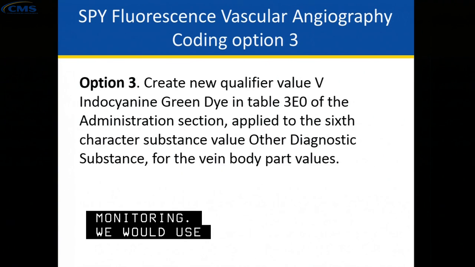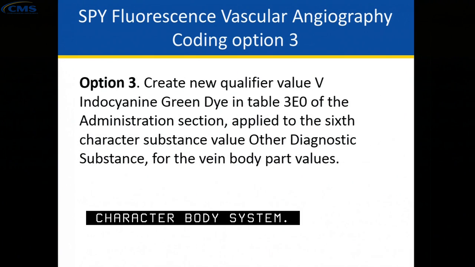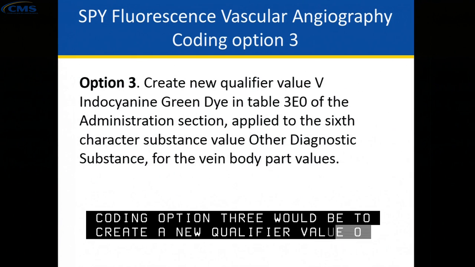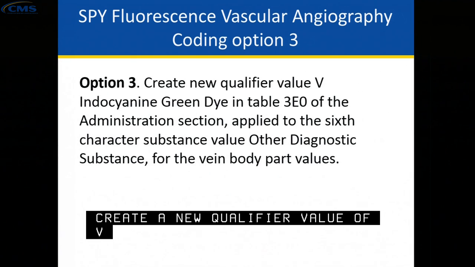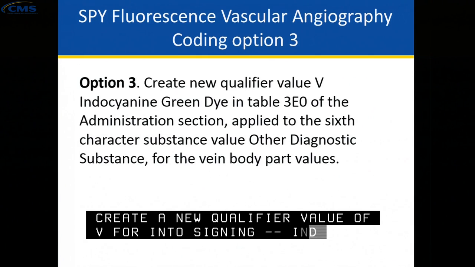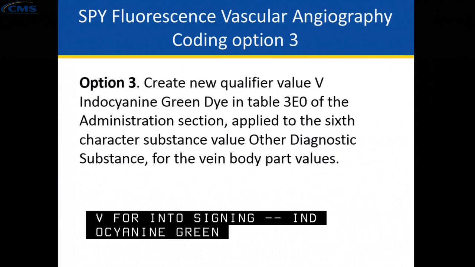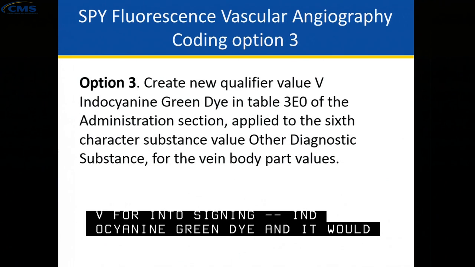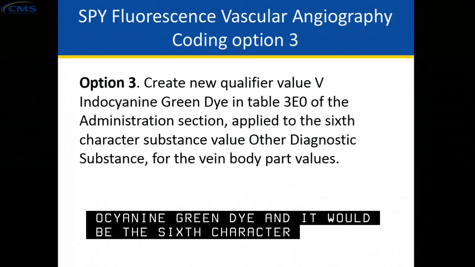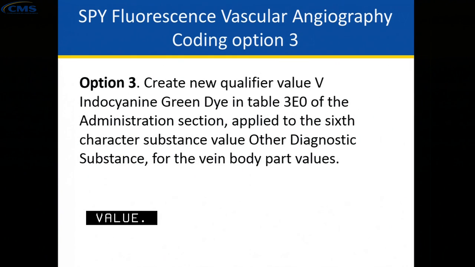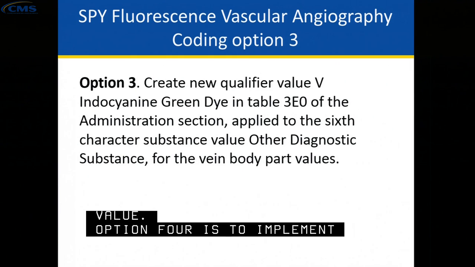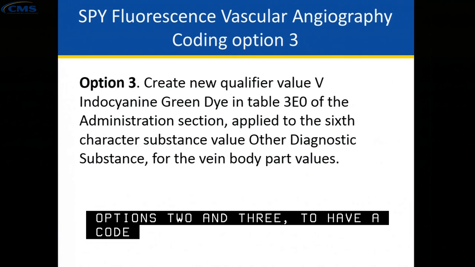Coding option three would be to create a new qualifier value of V for indocyanine green dye in table 3E0 of the administration section. And it would be applied to the sixth character substance value, other diagnostic substance, for the vein body part values. In the handouts, there's an option four. It's not going to be in the slides, but option four is to implement both options two and three. So it would be to have a code in the measurement and monitoring section, as well as the administration section. And CMS is recommending option four to have both options two and three.